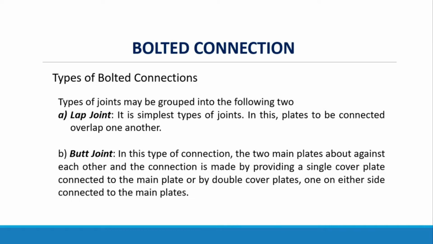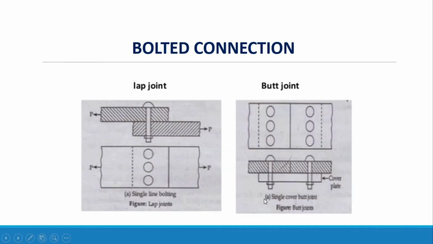Types of bolted connections. Types of joints may be grouped into the following. First, lap joint. It is the simplest type of joint. In these, the plates to be connected overlap one another. And the other one, butt joint. In this type of connection, the two main plates abut against each other, and the connection is made by providing a single cover plate connected to the main plates or by double cover plates, one on either side, connected to the main plates. So here's the example.